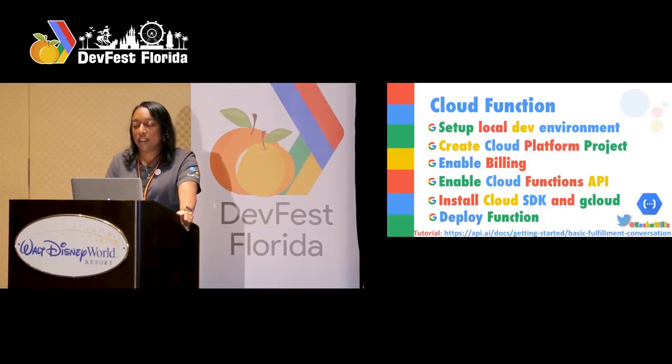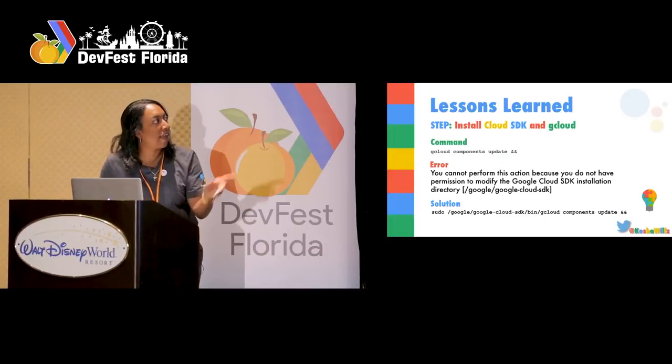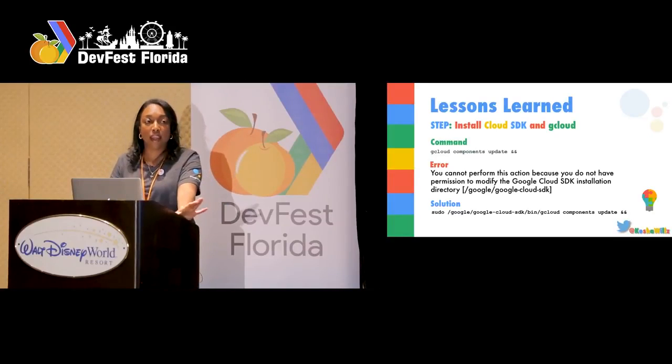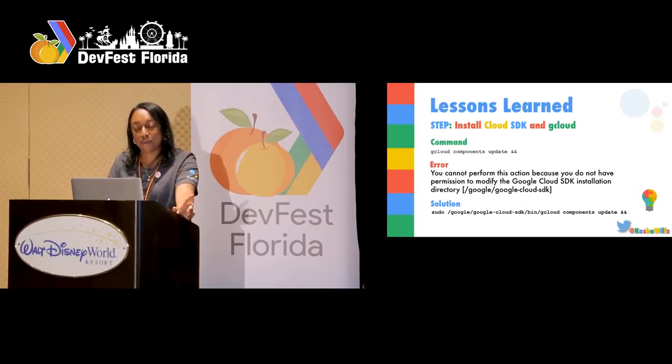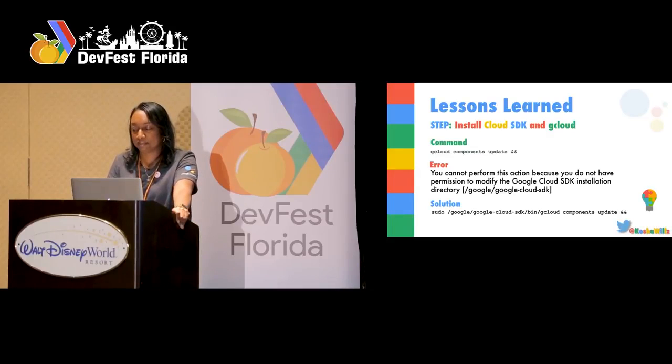Okay, my first lesson learned. There's a step in that tutorial where you install the cloud SDK and gcloud. The command I have there is gcloud components update. When I ran this command, exactly like they have it in the tutorial, I received this error: you cannot perform this action because you do not have permissions. Who's seen that error before? I had to rerun it, the solution on the very bottom, using sudo. I'm on a Mac, so basically I had to run the command as super user. That was the first issue I ran into.